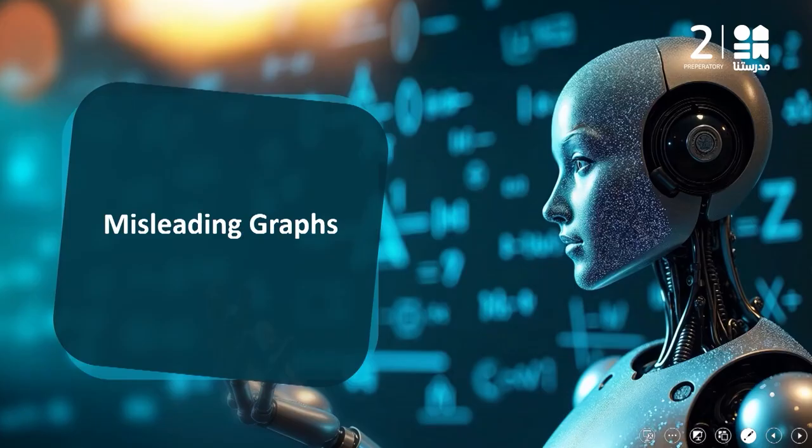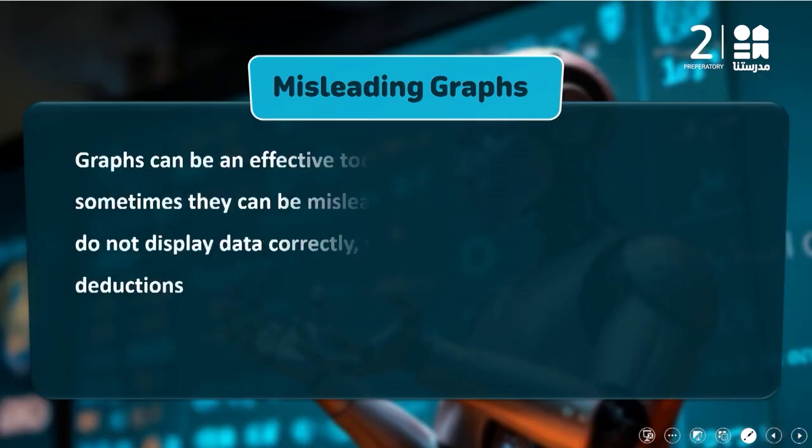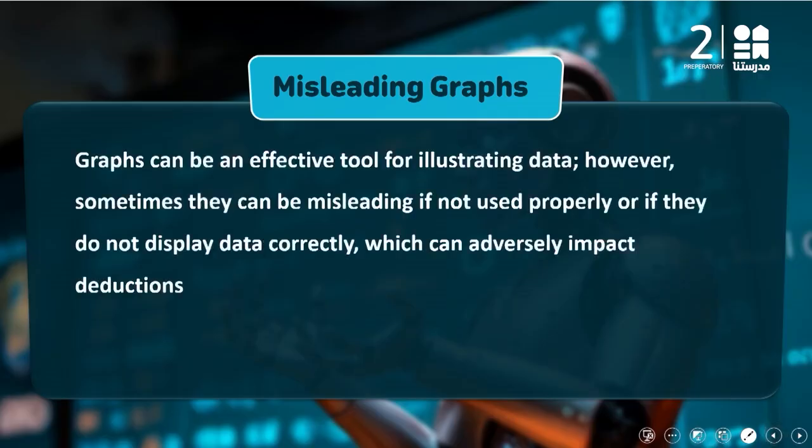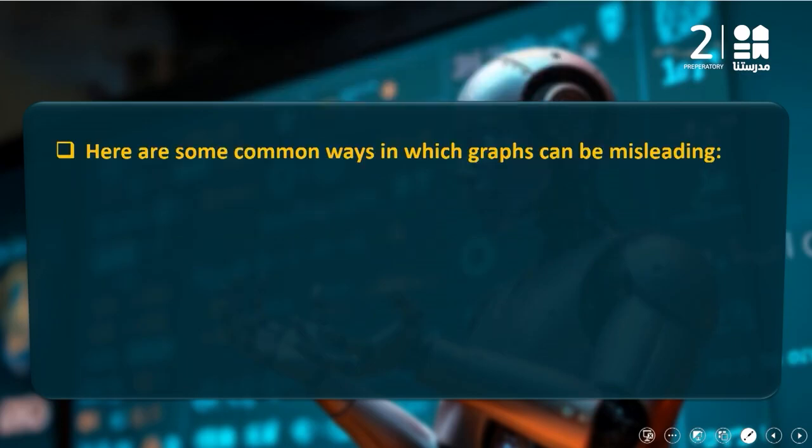Now we have a new concept: misleading graphs. What is the meaning of misleading graphs? Graphs can be an effective tool for illustrating data. However, sometimes they can be misleading if not used properly or if they don't display the data correctly, which can adversely impact deductions.